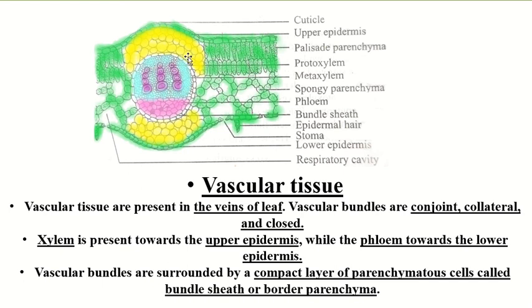Here you can't find cambium cells in the vascular bundle, and the xylem is present towards the upper epidermis. So these are the xylem cells directed towards the upper epidermis, and the phloem cells are found directed towards, or near, the lower epidermis. Here you can find that phloem lies a little bit outward when compared to the xylem cells. So it is said to be a collateral vascular bundle. The vascular bundle is surrounded by a compact layer of parenchyma cells that is called bundle sheath or bordered parenchyma cells.